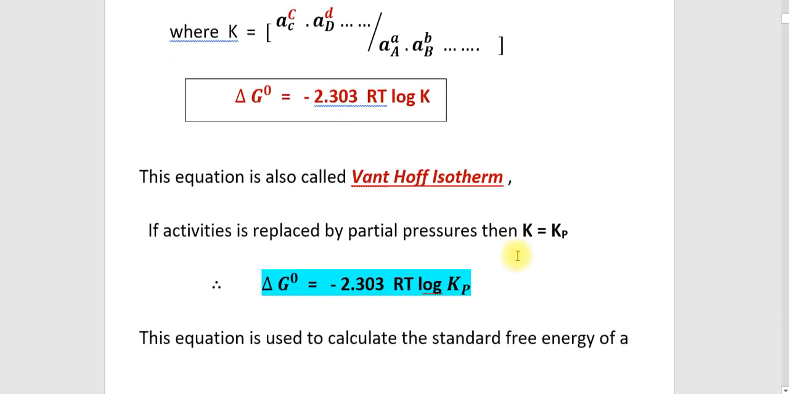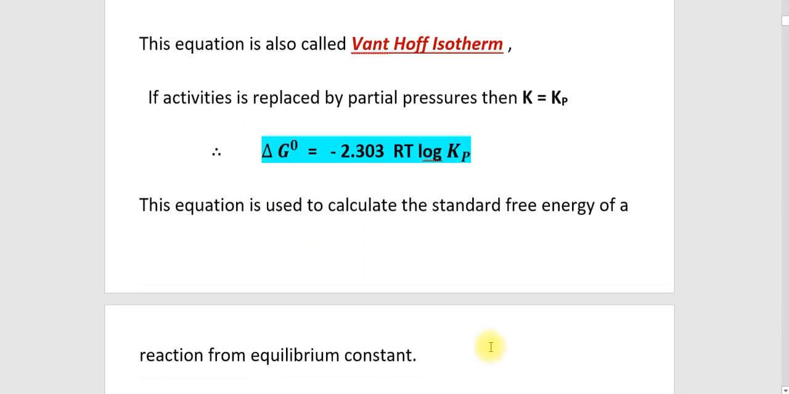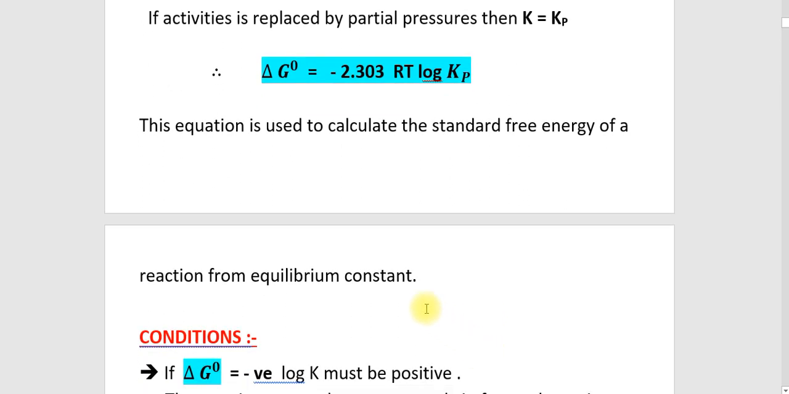We know that if the activity is replaced with the partial pressure, what will be the change for the equation? That means K is equal to Kp. Therefore, the equation will be given as delta G0 is equal to minus 2.303 RT log Kp. This equation is used to calculate the standard free energy of a reaction from equilibrium constant. If an equilibrium constant is given and you are asked to find out the standard free energy, then you can use this equation directly or indirectly.